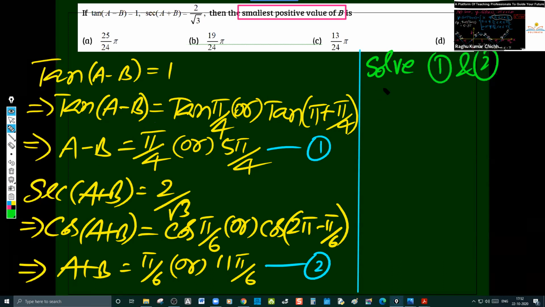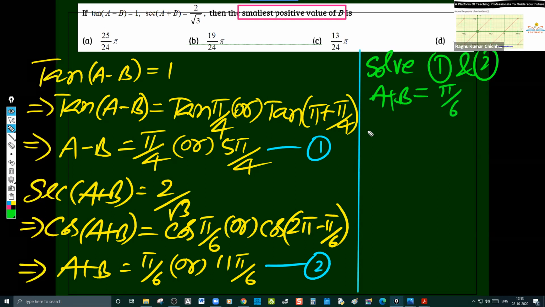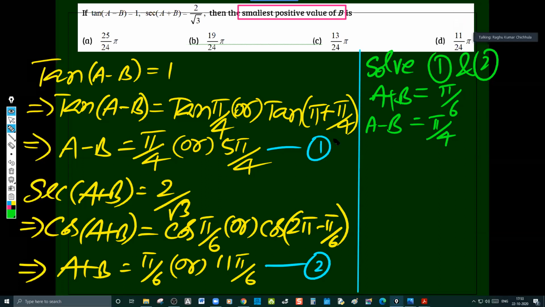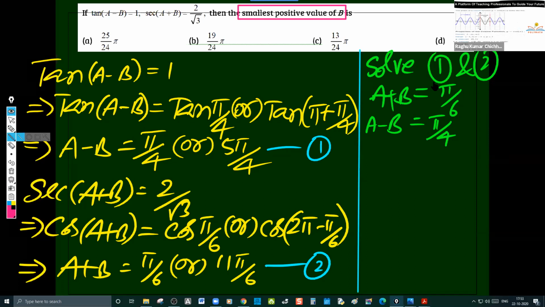A plus B is equal to pi by 6 I wrote, and A minus B is pi by 4. This is a smaller one, just see this. This is 30, this is 45. You don't get the value definitely because you are getting a negative term here, correct now? Yes, sir. So that's the reason why I'm not preferring pi by 6. So I'll be taking the second value.